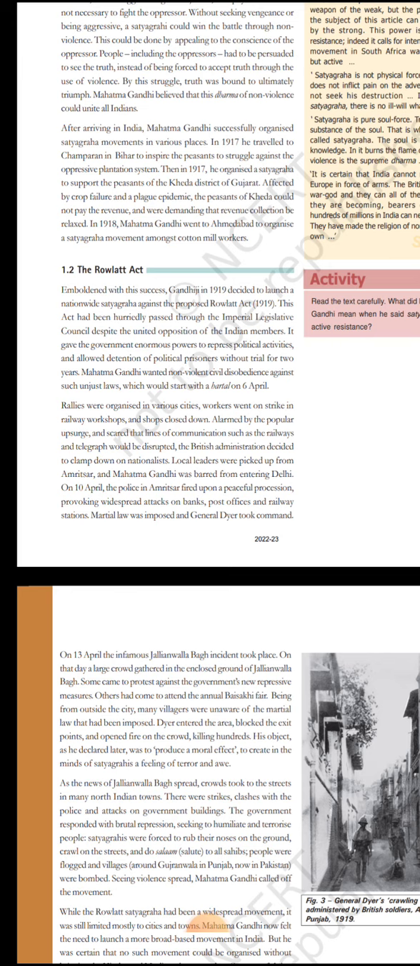And for this Mahatma Gandhi wanted non-violent civil disobedience against such an unjust law, which was started with a hartal. And the civil disobedience movement was started with a small hartal, on 6 April. By this, rallies were organized in cities and a hartal was also called.